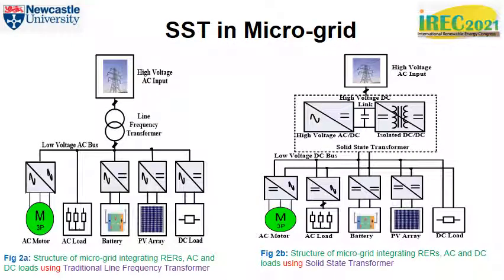SST in microgrid. Figure 2 shows the structure of microgrid integrating renewable energy resources, AC and DC load using both traditional line frequency transformer and modern solid-state transformer. In particular, Figure 2A is a case of traditional line frequency transformer which lacks the functionality of coordinated power routing, flexibility and control of active and reactive power, full drive-through capability, full isolation and limitation.